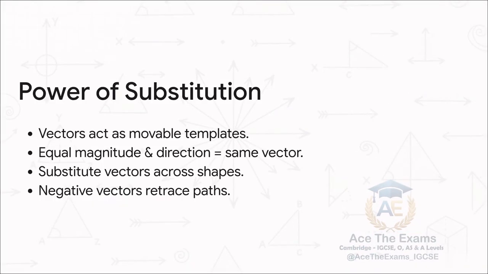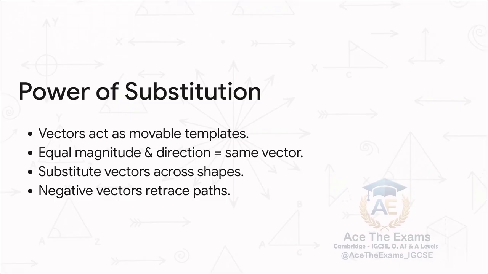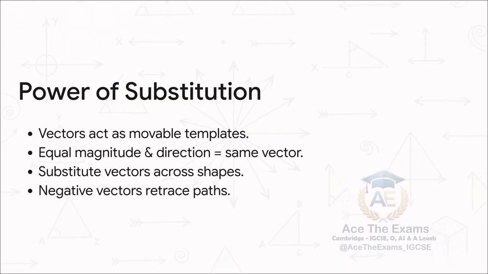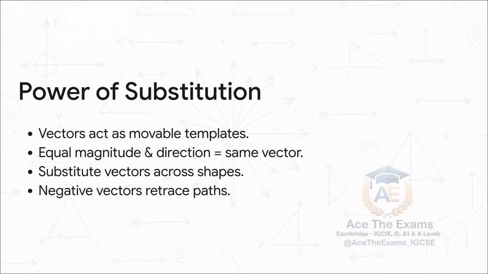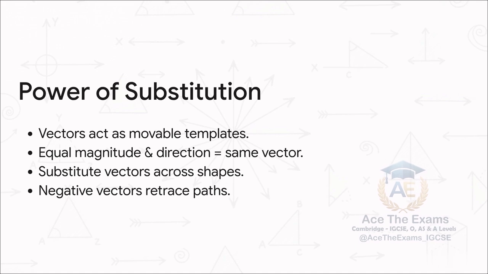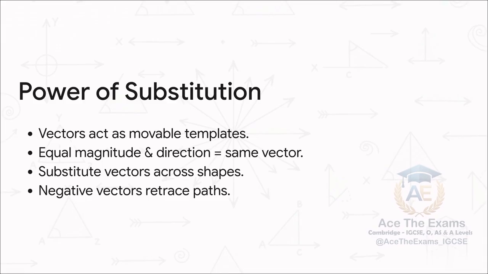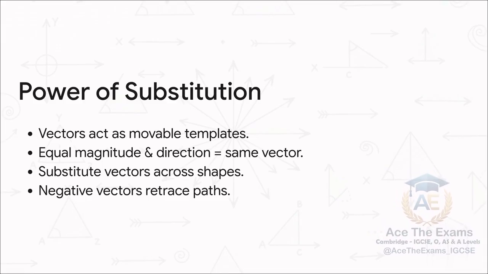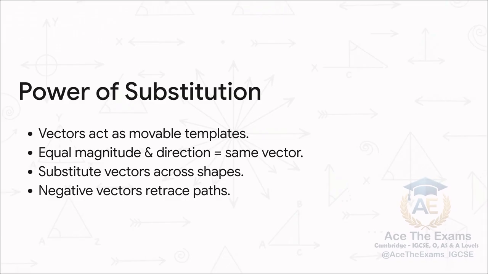Let's break down exactly why that's such a game changer. Because vectors act as these movable templates of movement, any two parallel lines of the exact same length that point in the exact same direction are mathematically identical. And this gives us the incredible superpower of substitution. If you figure out the vector for the bottom of a parallelogram, guess what? You automatically know the vector for the top. It's the exact same vector.